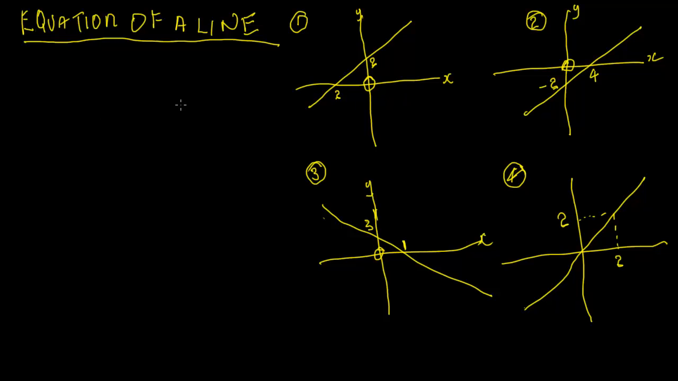So first of all, let's have a look at the classic expression of the equation of a line: y equals mx plus c. Now, y equals mx plus c, y and x are variables, m is the gradient of the line.